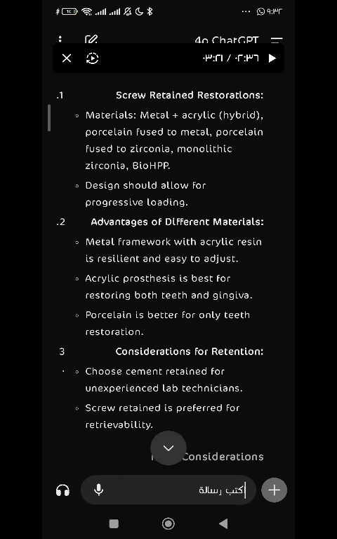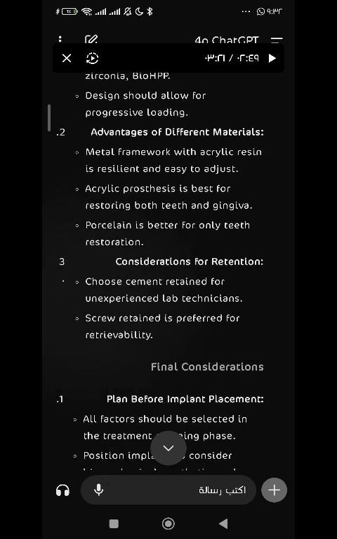14. Advantages of different materials. Metal framework with acrylic resin is resilient and easy to adjust. Acrylic prosthesis is best for restoring both teeth and gingiva. Porcelain is better for only teeth restoration.